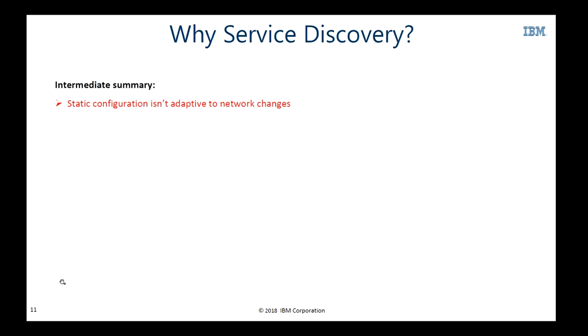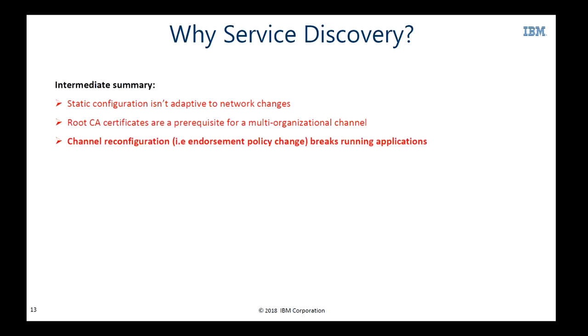So let's make an intermediate summary. The static configuration of the application is not adapted to network changes. Also, the application needs beforehand all of the root CA certificates as a prerequisite in order to participate in the channel. The channel reconfiguration breaks running applications. And also, the application doesn't have any way of knowing which peers are the best candidates for endorsement.